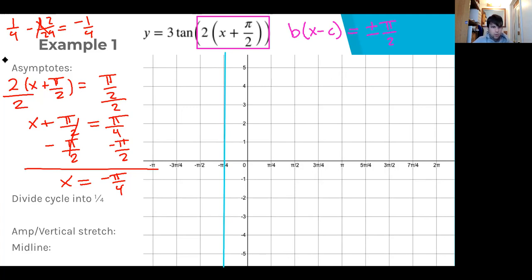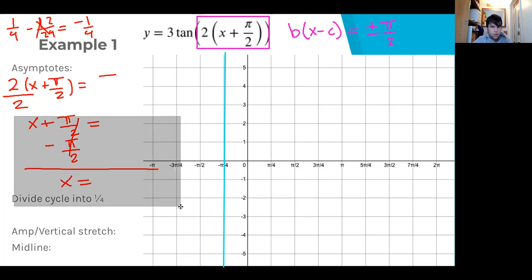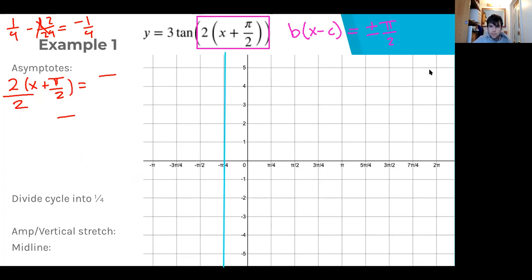I did run out of space here a little bit, so let's try this again. Let's erase some of this stuff and just go for it again. So we set it equal to negative pi over 2. Sorry, we set this equal to pi over 2. Now let's set this equal to negative pi over 2 to get our second asymptote. It's hard to keep in mind what I'd already done, but I found one asymptote. Let's now find the other. All right, similar idea here.